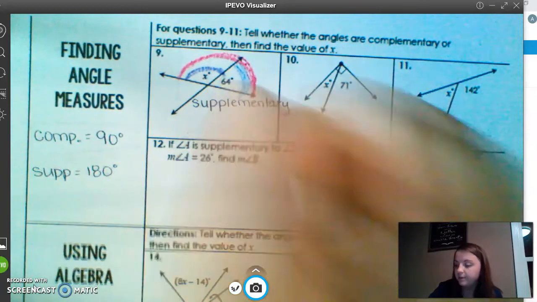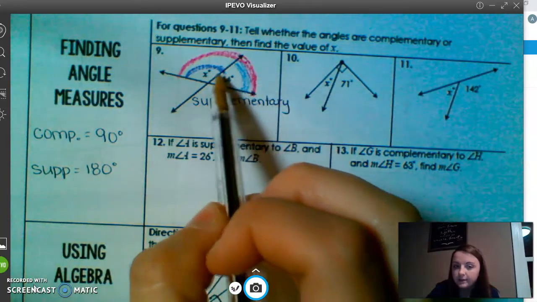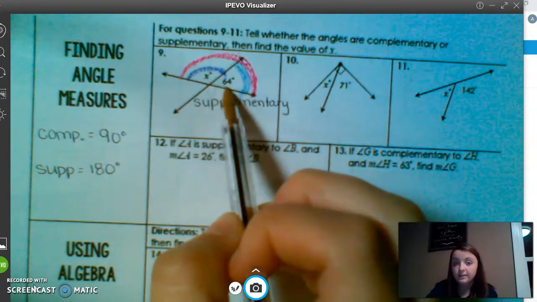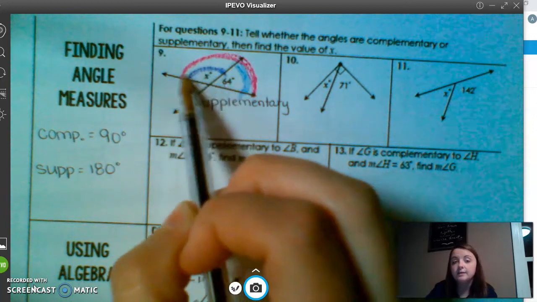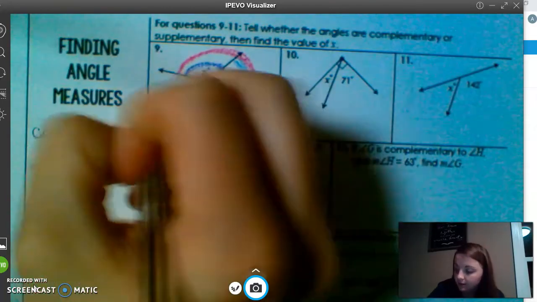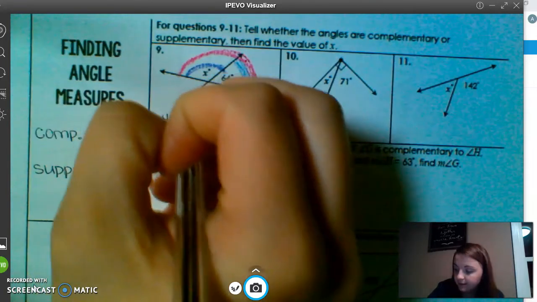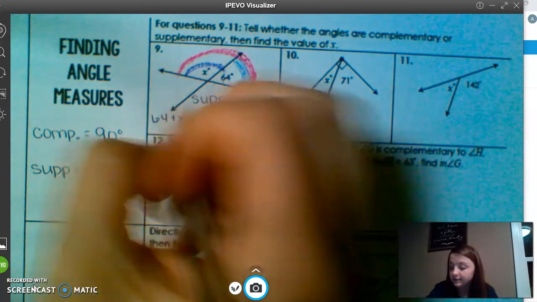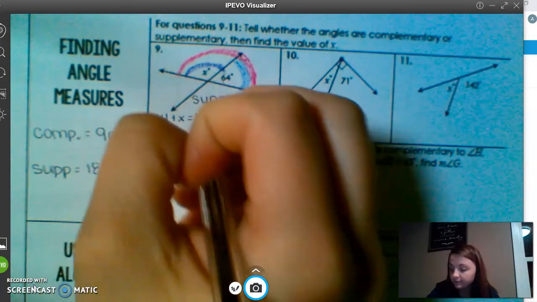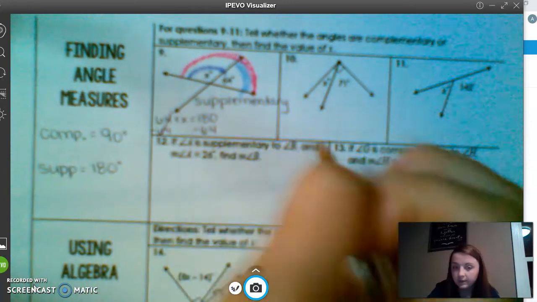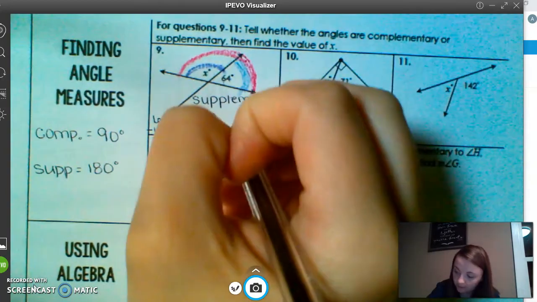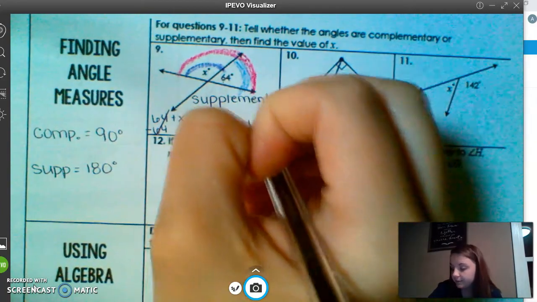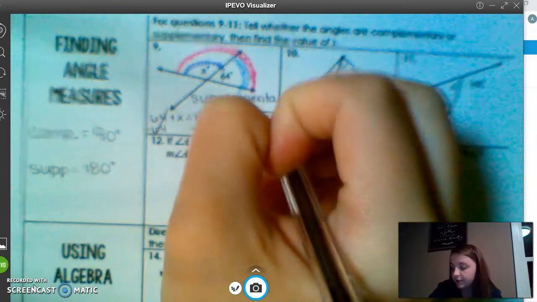Well, we can set up an equation. I know that this angle plus this angle equals 180. So I'm going to write that. X plus 64 has to equal 180 degrees because they make this straight line. So 64 plus x equals 180. How do I get x by itself? Subtract 64 from both sides. Okay, well, I've got x alone. 180 minus 64 is 116, so x equals 116 degrees.